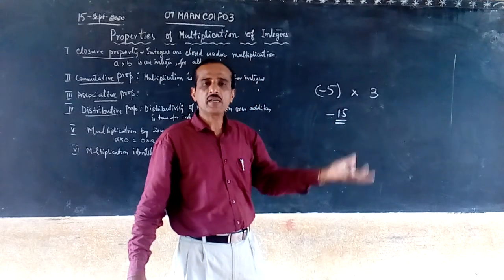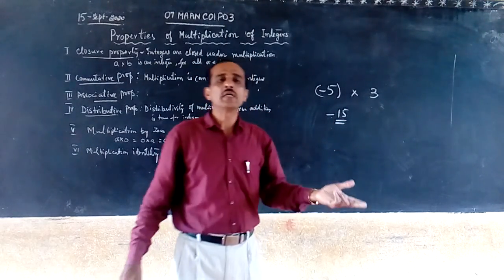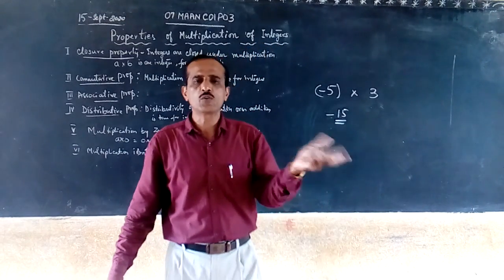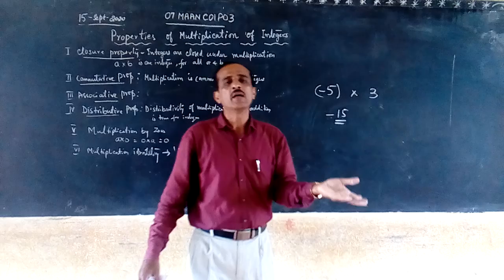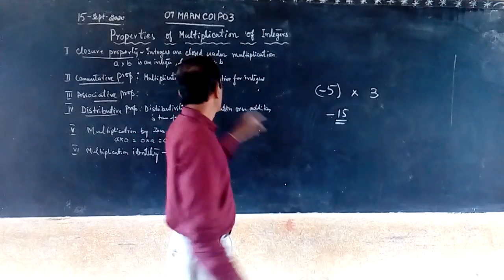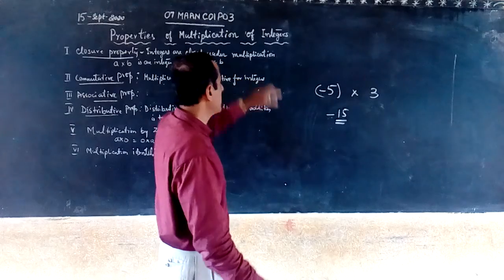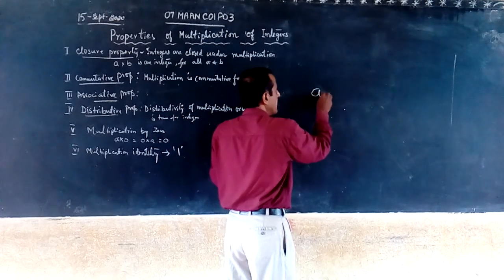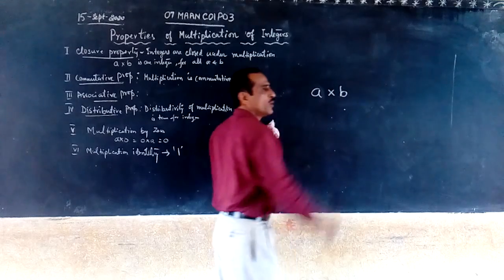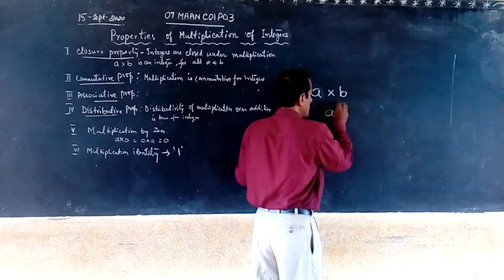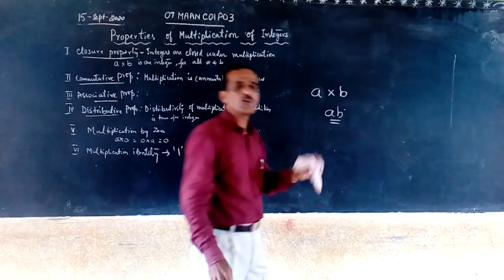Therefore, whatever it may be, if any two integers are multiplied, whether positive and negative, negative and positive, two positive, or two negative, the product is also an integer. Therefore, we can say integers are closed under multiplication. In general, we can write: if a and b, two integers, are multiplied, the product a into b is also an integer.